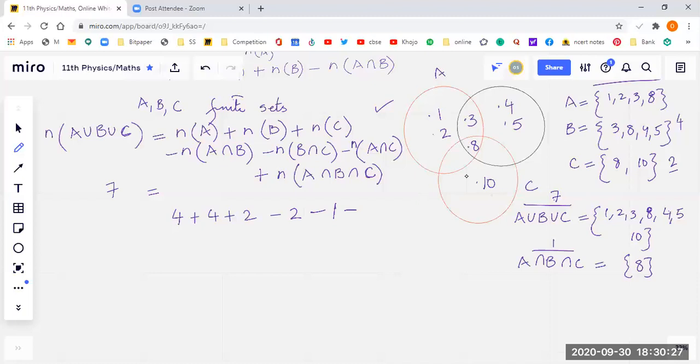A and C: 1, 2, 3, 8. Here only 8. Correct. Minus 1, plus the number of elements in A intersection B intersection C. What is common between all three sets? 8. So shall I write plus 1? Is it right? 4 plus 4, 8. 4 plus 2 cancels with 2. Minus 1 cancels with 1. 4 plus 4, 8, minus 1 is equal to 7. 7 is equal to 7, right?